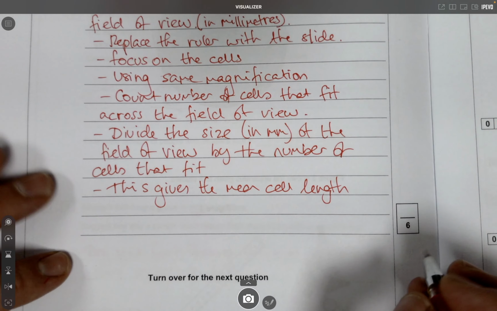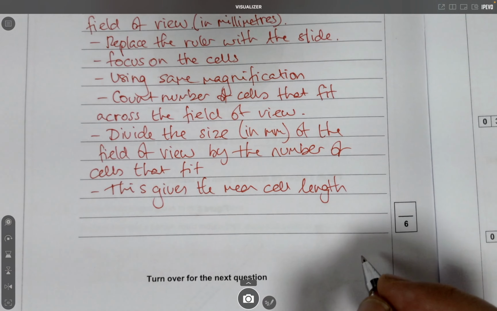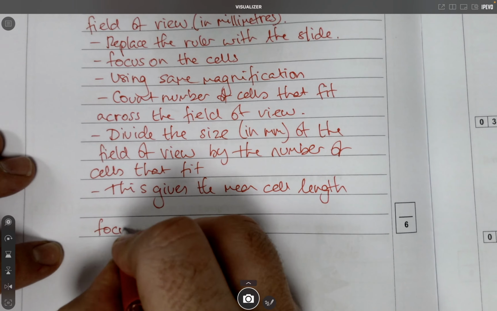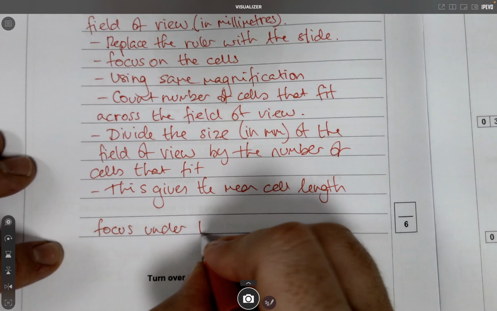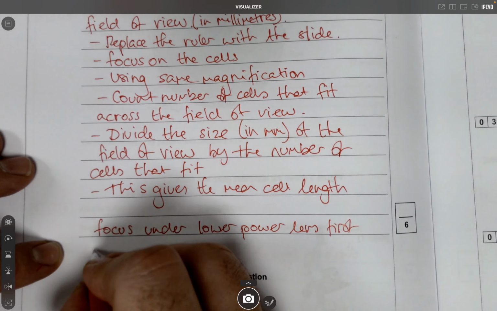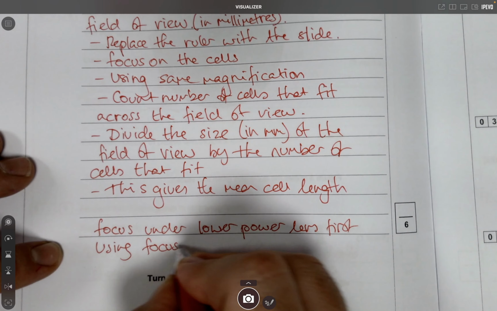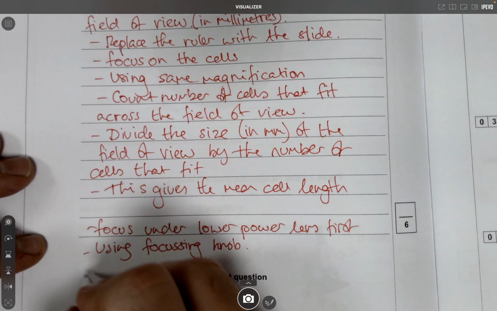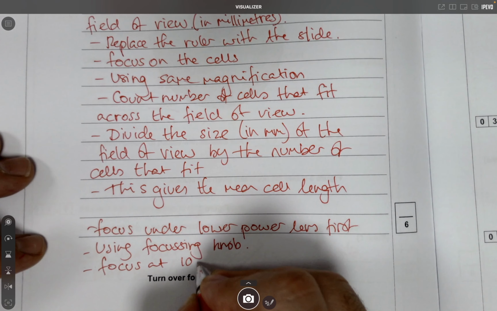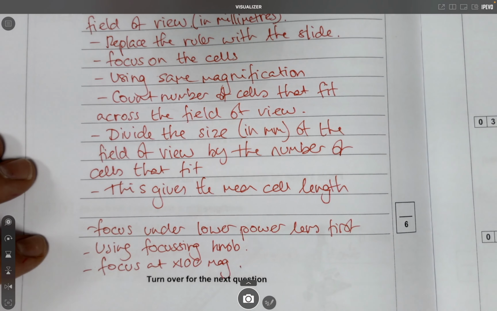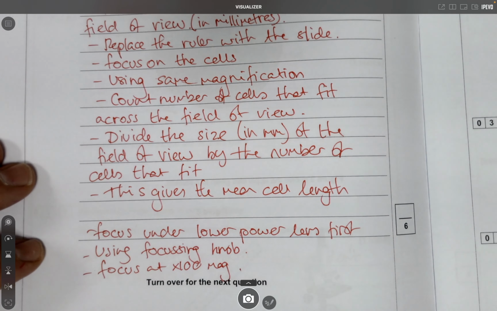It's also worth noting that you'd need to do all the normal things you do when you're using a microscope. You'd focus using the lower power objective lens first. You'd then use the focusing knob, both coarse then fine. You'd focus at times 100 magnification. And then you could even use the formula: the size of the real cell equals image size divided by magnification, to confirm that as well.